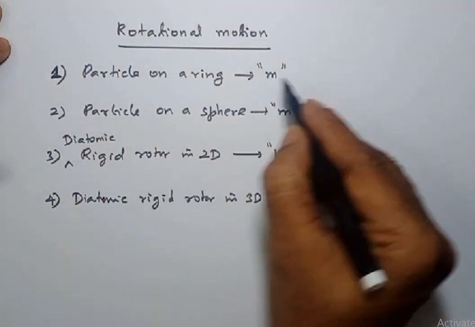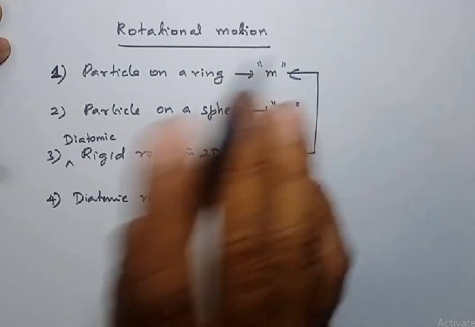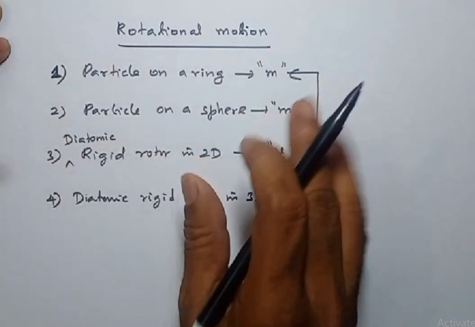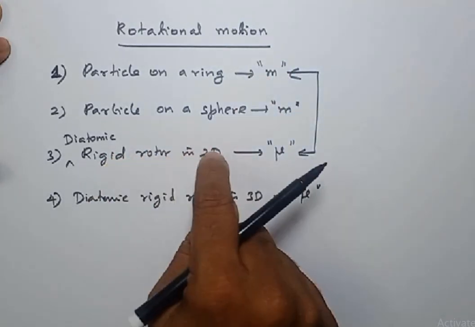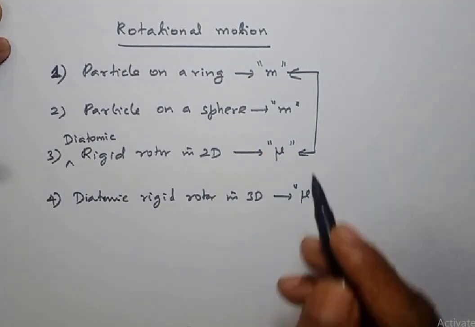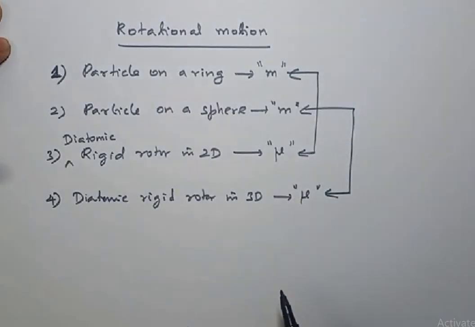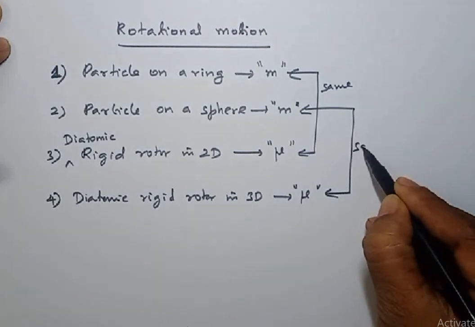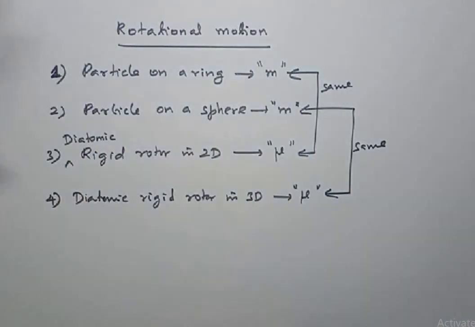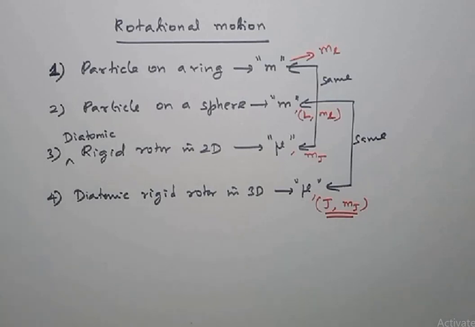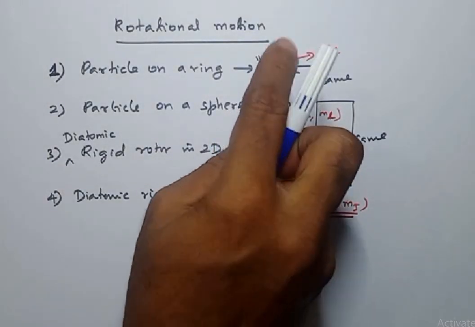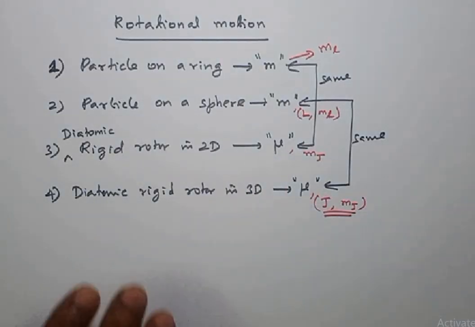Listen, first and third, they are one and the same. You will get the same formula, same wave function formula, everything. What is the only difference? In the case of particle on a ring, you should put mass as m. In the case of rigid rotor in 2 dimension, you should put mass as mu, reduced mass. Similarly, second system and fourth system are one and the same. You will get the same energy formula, same wave function formula, everything. The only difference is that here you put mass as m, here you put mass as reduced mass. Is this clear to all? That's all.